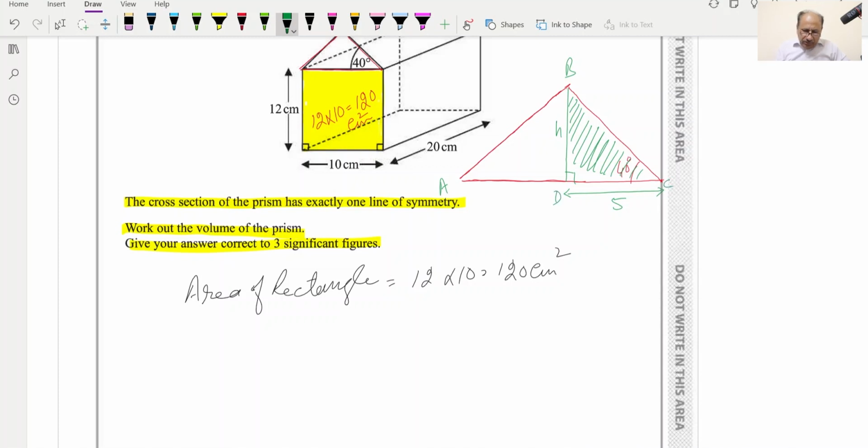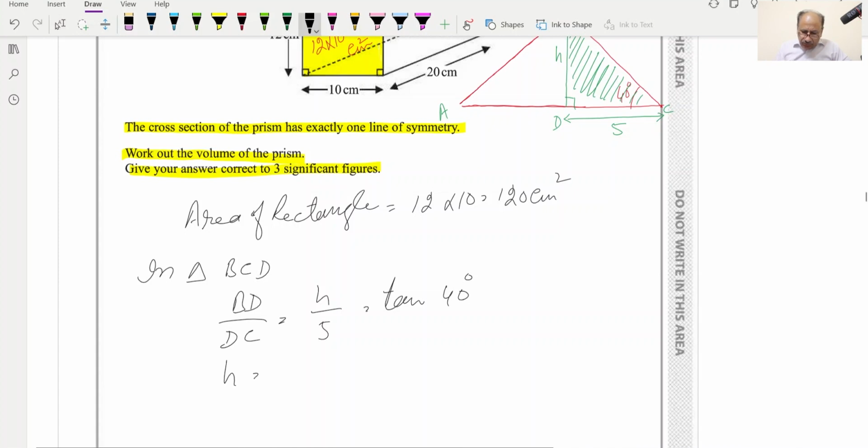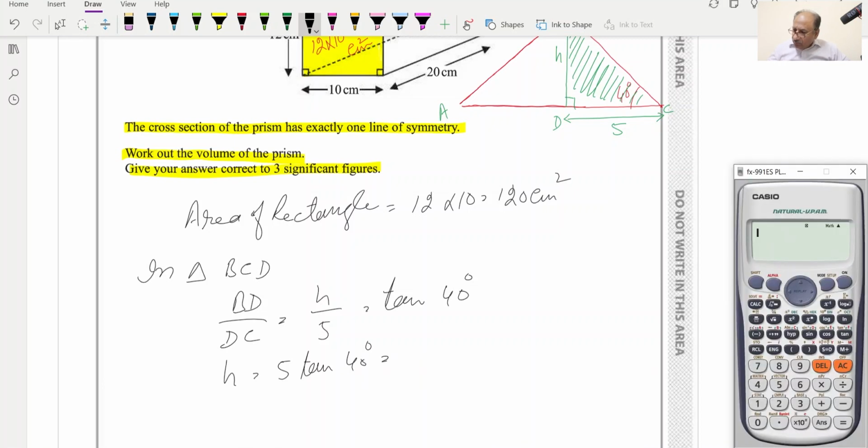So h over 5 will be equal to, we can name it like a, b, c and d. So in triangle bcd, bd over dc is equal to h over 5, which is equal to tan of 40 degrees, and this implies h will be equal to 5 tan of 40 degrees, and this will be 4.195.